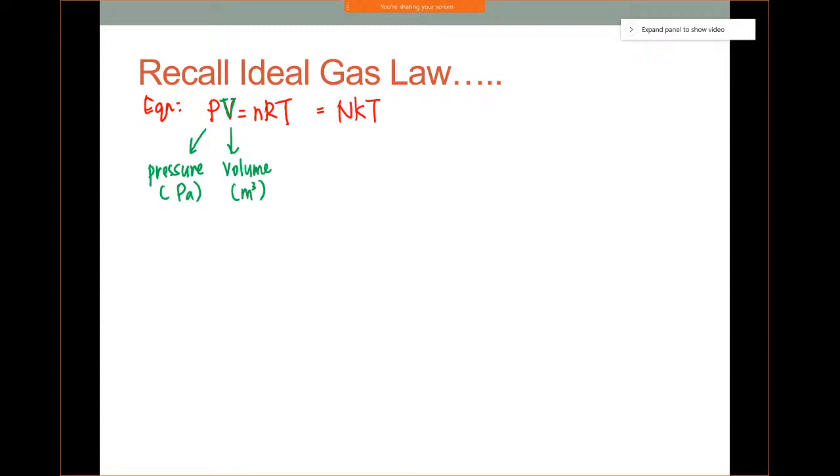This V is a capital letter V. The small letter v stands for velocity, right? So big capital V is always for volume. Small n is the number of moles. R is the gas constant. The value is 8.31 joule per mole per Kelvin. And this T is temperature.